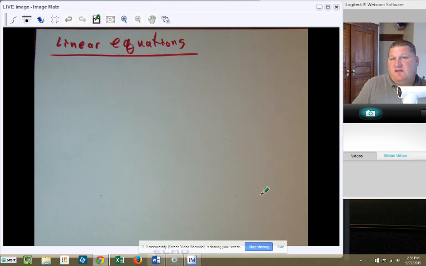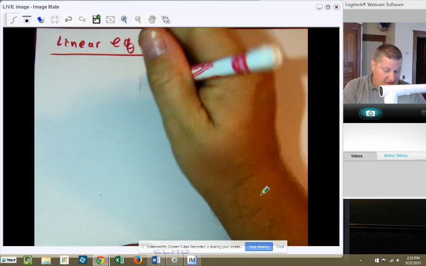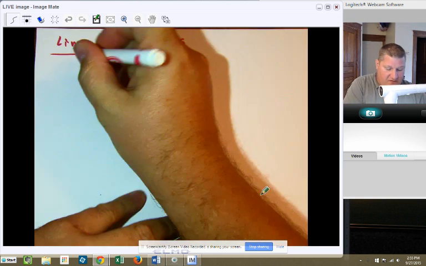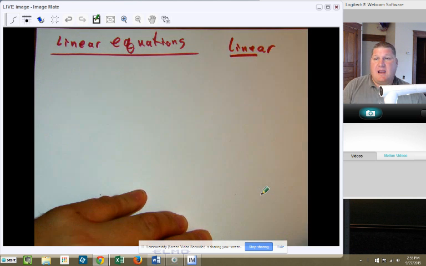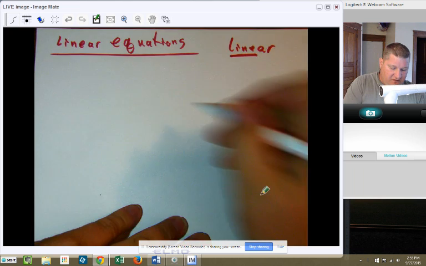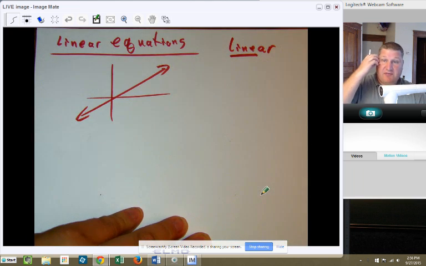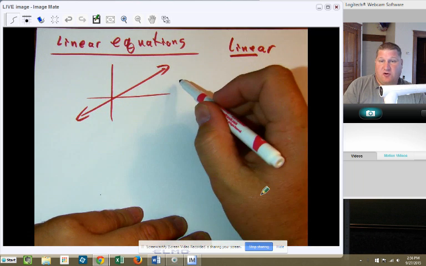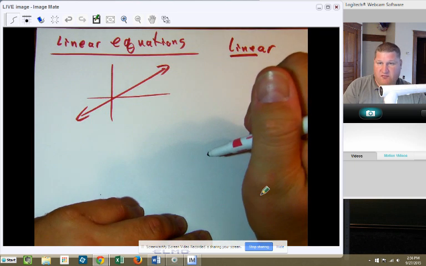Okay, ladies and gentlemen, let's talk about linear equations. Anytime you start talking about linear equations, you're going to be talking about straight lines, because anytime you type the word linear, you have the word line in it. A linear equation is indeed a straight line. One thing about this line is it cannot have any curves. It also must be continuous, and it must go on forever and ever in either direction.